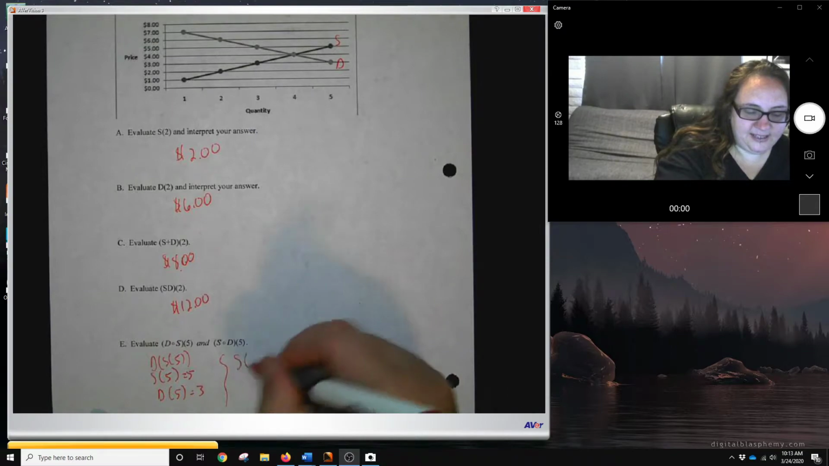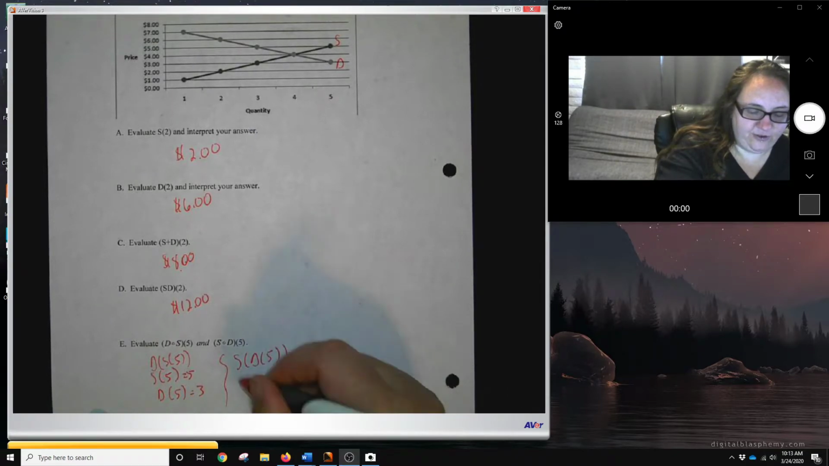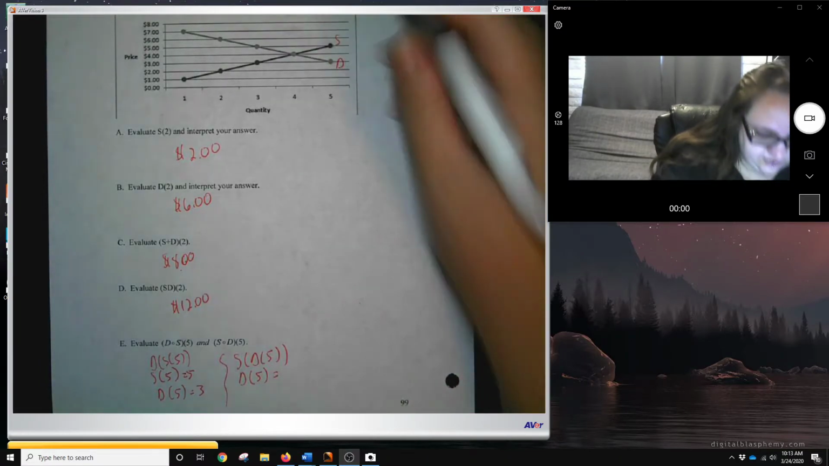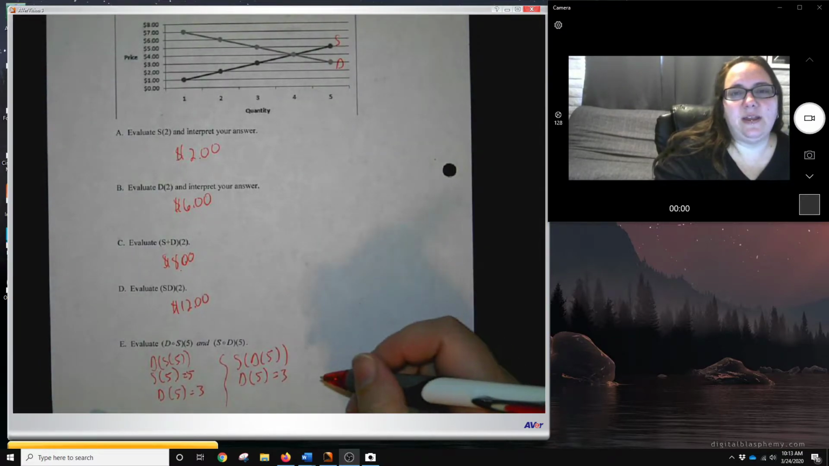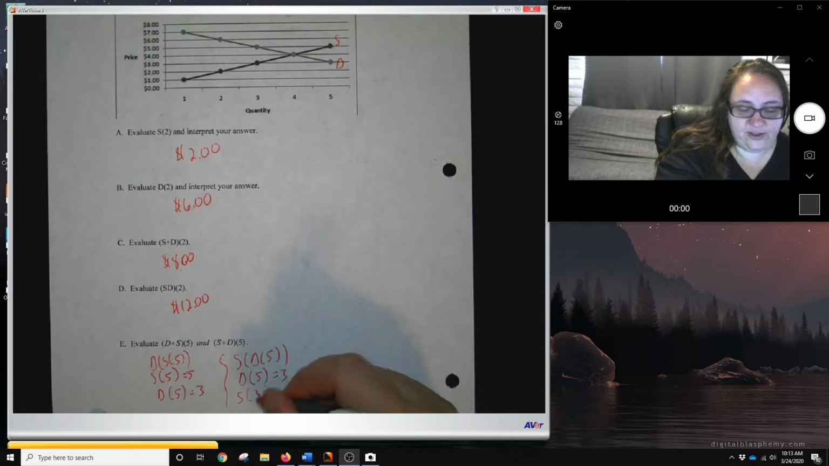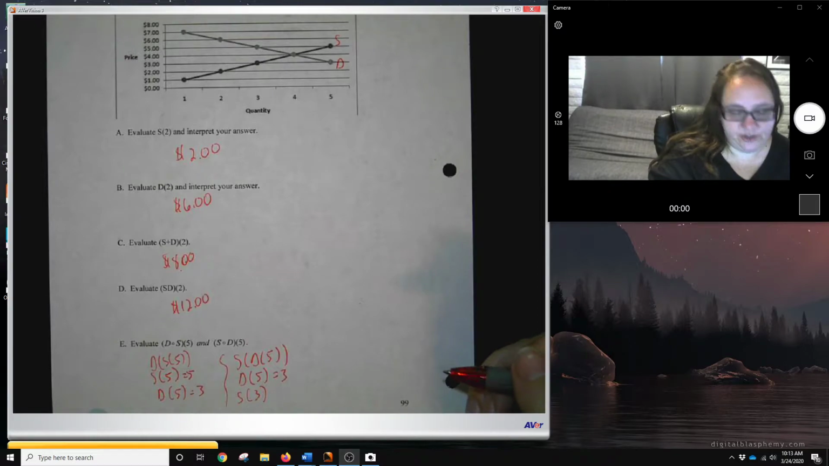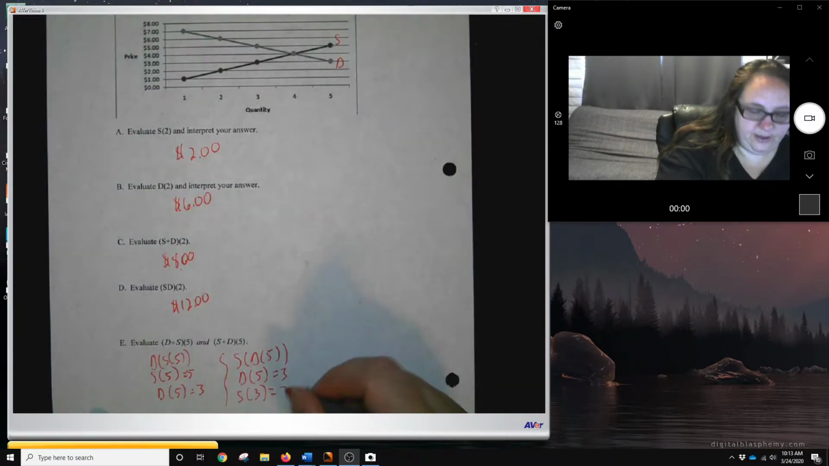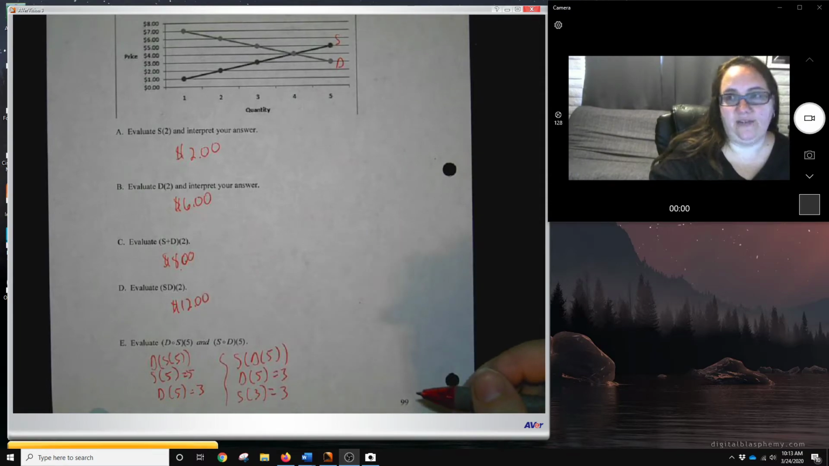And then S of D of 5, well, first we need to know D of 5. D of 5 is 3. And then we need to know S of D of 5. Well, we just said D of 5 was 3, so then that's S of 3. So S of 3 is 3. So S of D of 5 is 3.